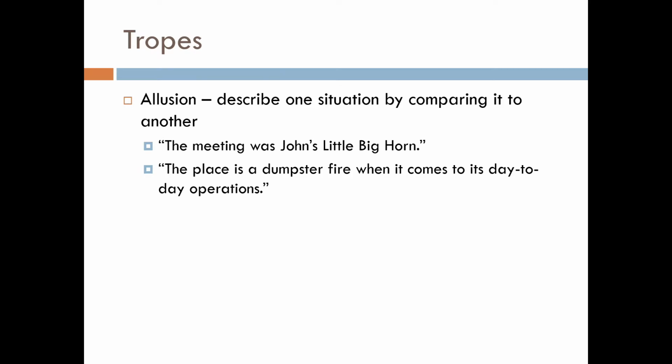But obviously the meeting that John is in is not truly Little Bighorn, but Little Bighorn was a disaster for the United States Army, wasn't it? It was a disaster in American history because the Native Americans were treated so poorly. And so just a bad period of our history. So what kind of meeting do you think this was for John, right? It was horrible. So this is an allusion. We're alluding to a historical event to describe this meeting that John was in. As we are if we say the place is a dumpster fire when it comes to its day-to-day operations.